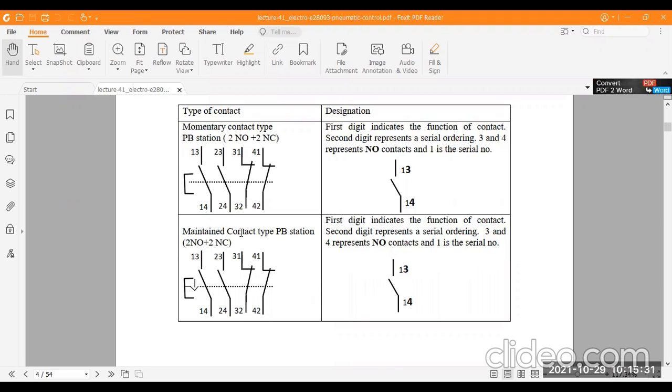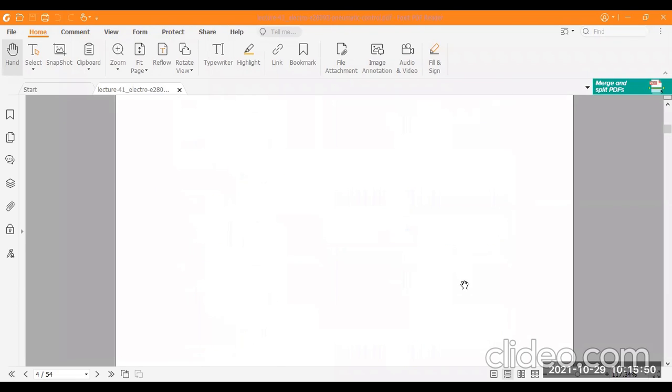What are the uses of this? One is the momentary contact type push button switch, and the other is the maintained contact type push button switch. Is it clear to all of you? Yes. Okay, so this is a very important part we have to cover.